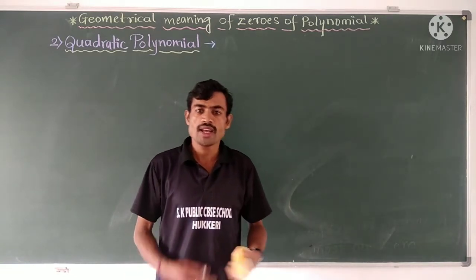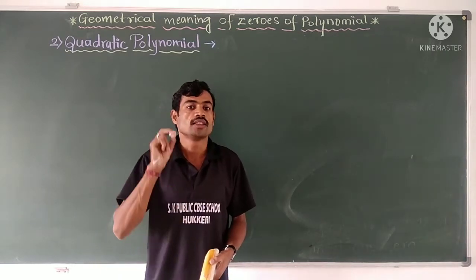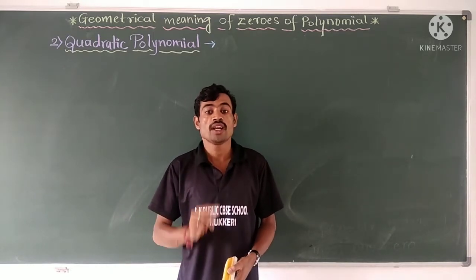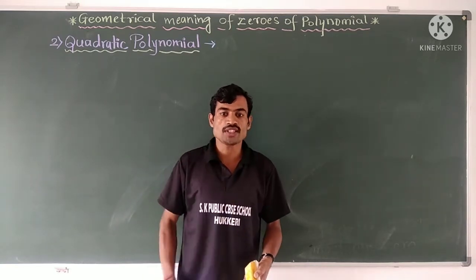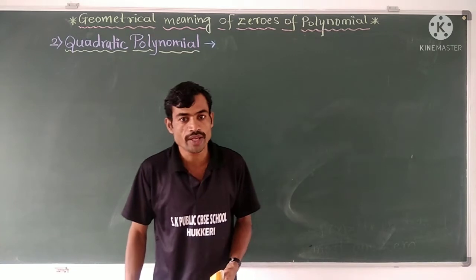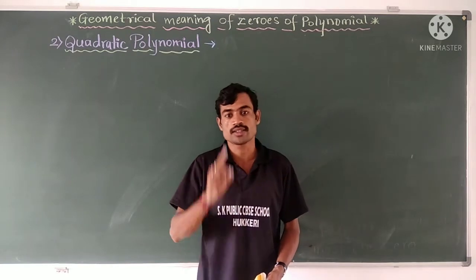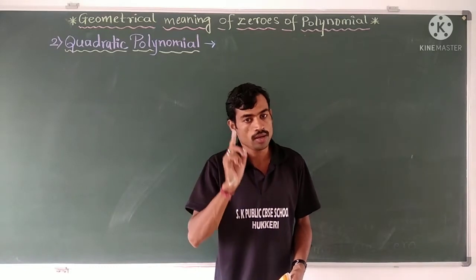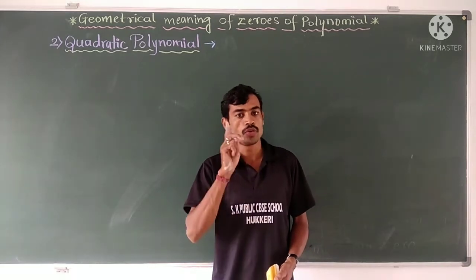Quadratic polynomial. As we discussed in the previous class, the number of times the graph intersects the x-axis is the number of zeros the polynomial has. Clear? As we have seen, the graph of a linear polynomial is always a straight line, and if that straight line intersects the x-axis, then the linear polynomial has 1 zero. Linear polynomial has at most 1 zero.